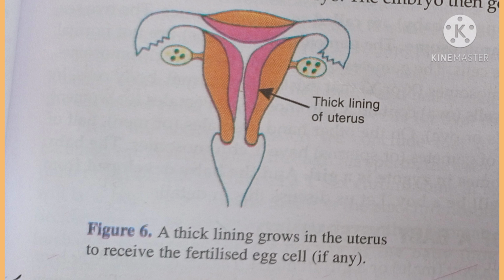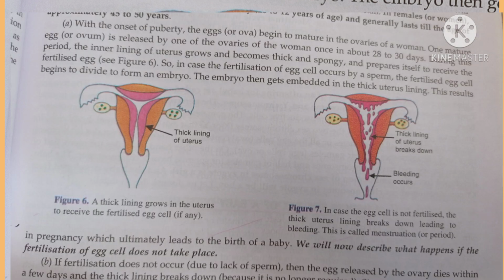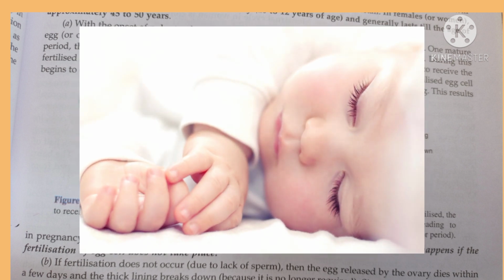So, in case the fertilization of the egg cell occurs by a sperm, then the fertilized egg cell begins to divide to form an embryo, and this will occur in the uterus. And this embryo then gets embedded in the thick uterus lining. This results in pregnancy, which ultimately leads to the birth of a baby.